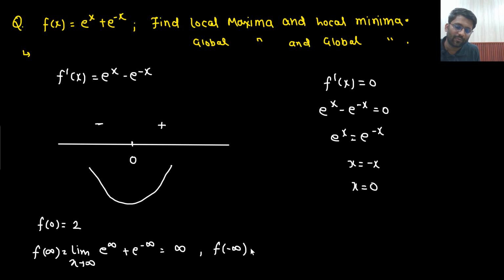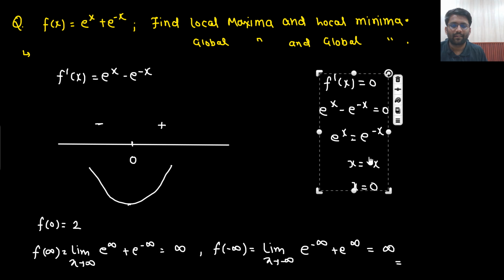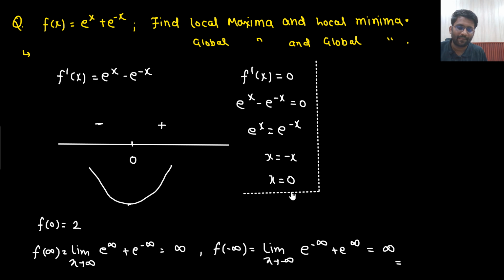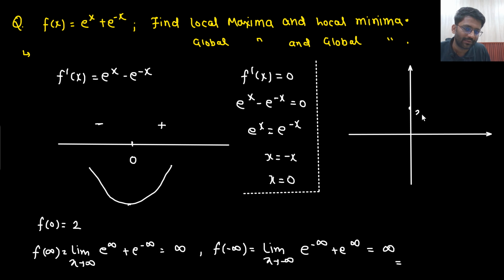And what is the value of f of minus infinity? That would be the limit x tending to minus infinity. So e to the power minus infinity plus e to the power infinity will also be infinity only. So this is infinity, this is infinity. At x equals 0, the value is 2. This is the scenario that we are getting. So what kind of graph will you be getting? This kind of graph I will be getting. At x equals 0 the value is 2, then infinity to infinity.